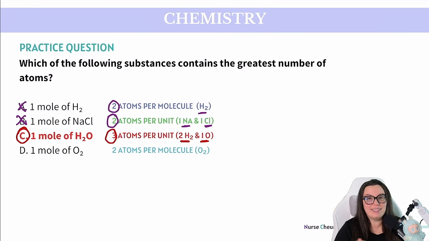And then lastly, same thing like we have with H2, oxygen also has a subscript of 2. There's no additional information there or atoms connected to it. So again, we only have 2 atoms here, making it less than 3, making D also the incorrect answer. And C is the correct answer with a total of 3 atoms.